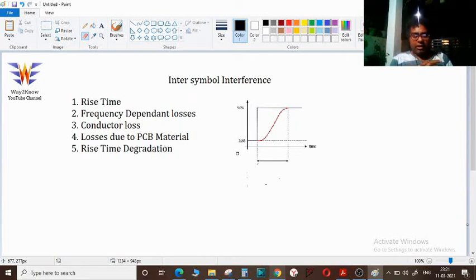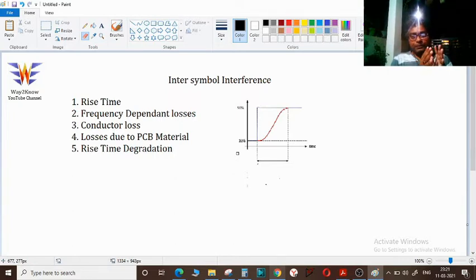Let's talk about the other topics in our high-speed design series. One of the important topics is intersymbol interference, which we see in PCBs. Before going to intersymbol interference, we will first talk about rise time.